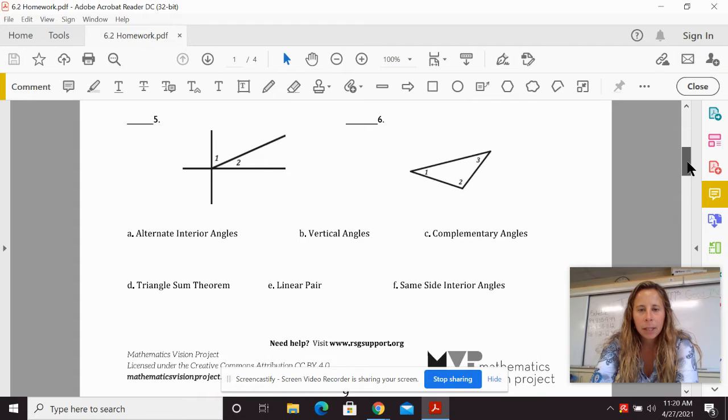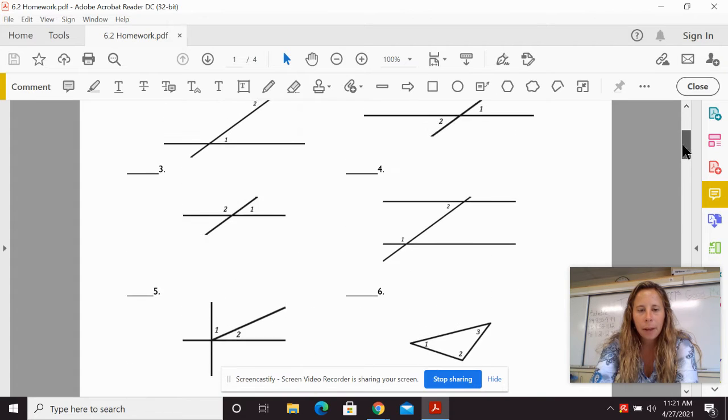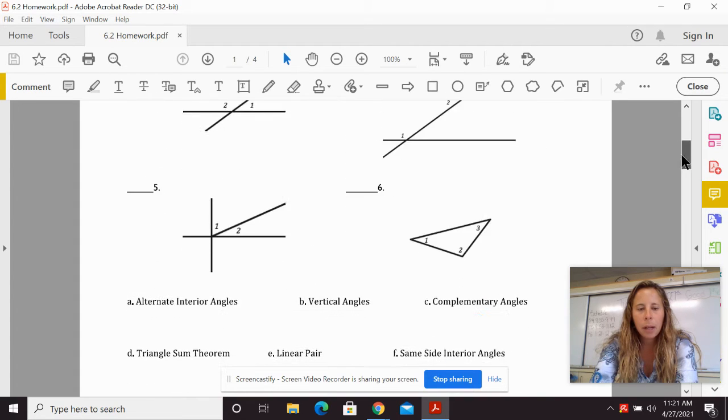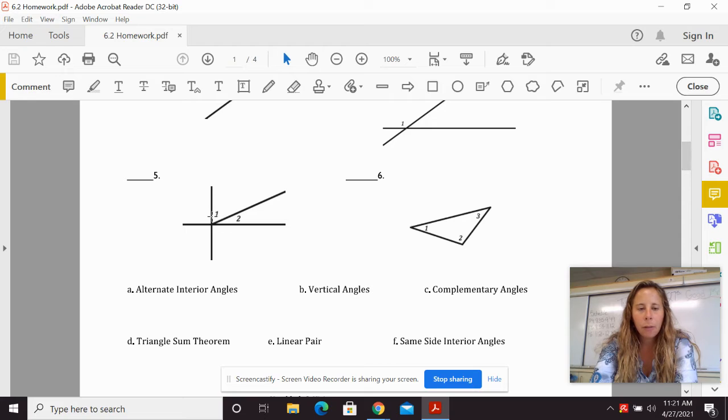That one, I guess I can show you that one. It should be number 5. Is there anything else that's close? Nope. So angle 1 and angle 2, they form a 90-degree angle. So they are complementary.